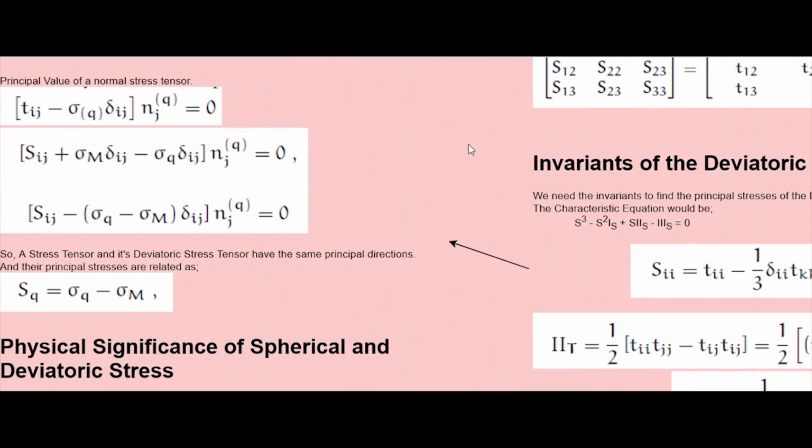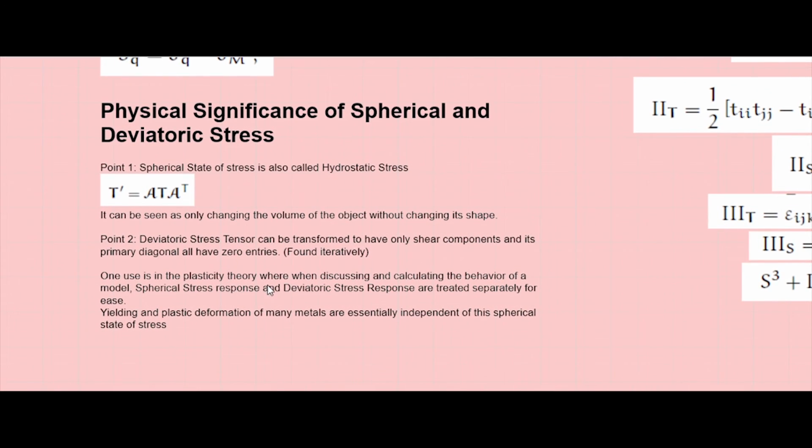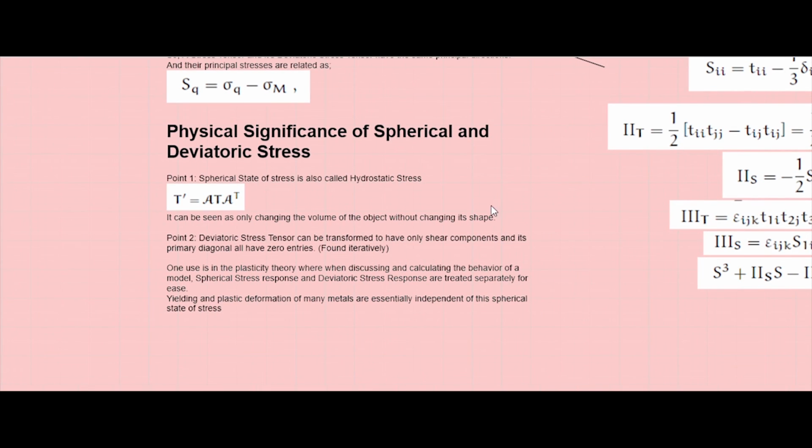So, why have we done this division? This is useful in plasticity theory, where we discuss the behavior of the model separately for the deviatoric and the spherical stress tensor. Also, yielding and plastic deformation of many metals are essentially independent of this spherical state of stress. So we reduce our workload and complexity by focusing only on this deviatoric stress tensor in those cases.